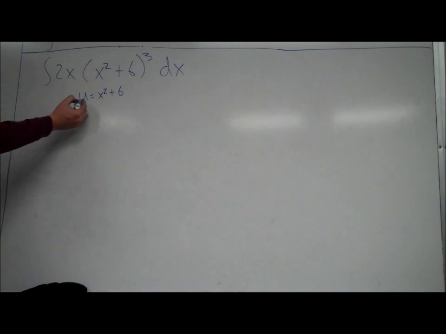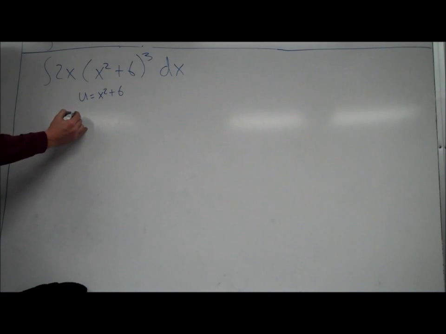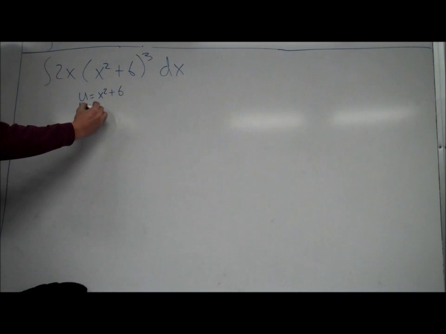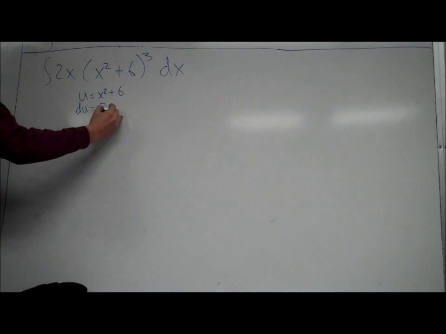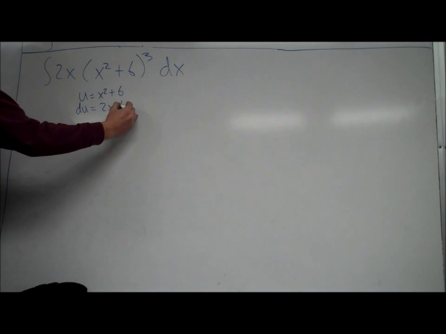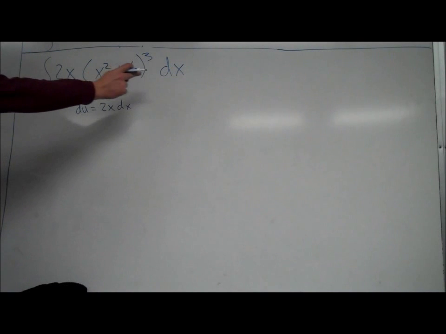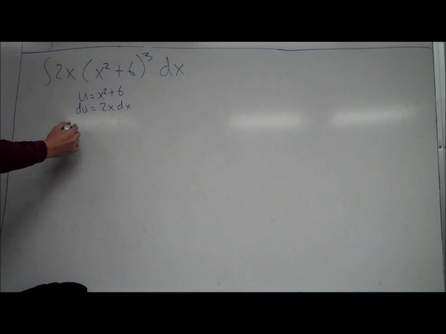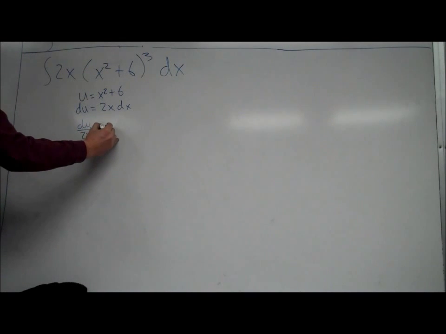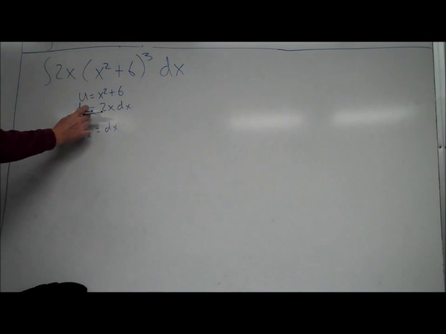So how I get that, I take the derivative of this, and I use some weird notation. The derivative of u we'll call du, and the derivative of x squared plus 6 is 2x dx. Since we took the derivative of x, we'll put a dx with it. And then I'm trying to substitute in for dx, so I'm going to solve for it. So it's going to be du over 2x is equal to dx. Again, I just divided by the 2x.